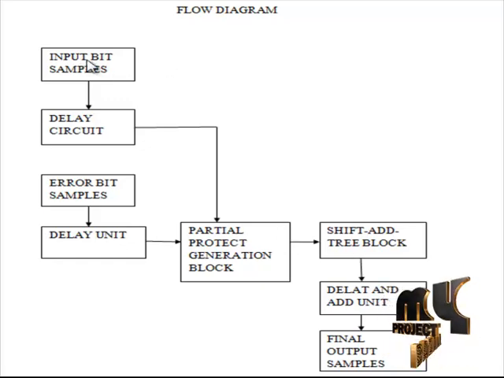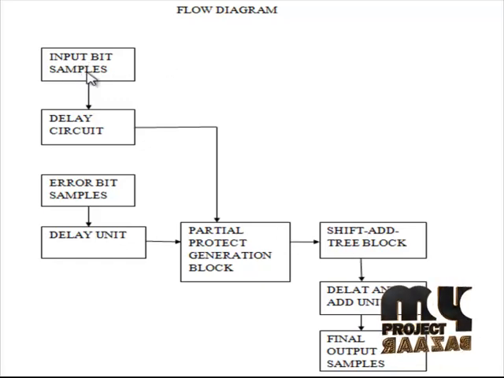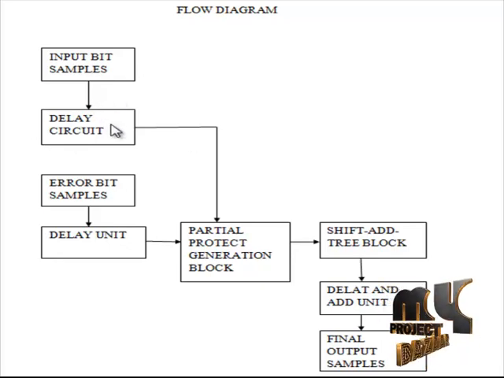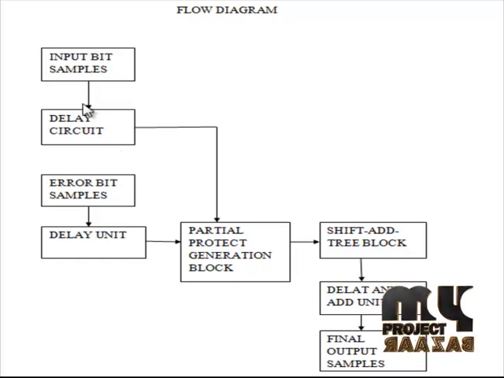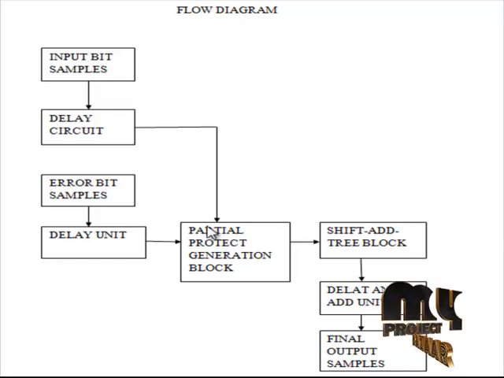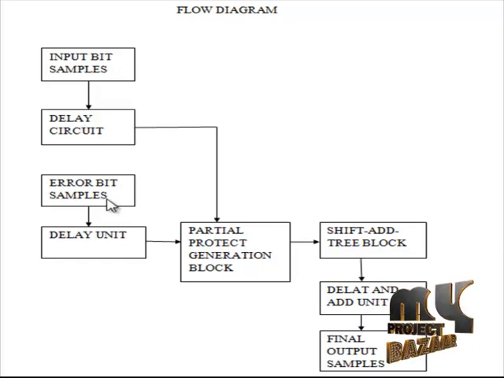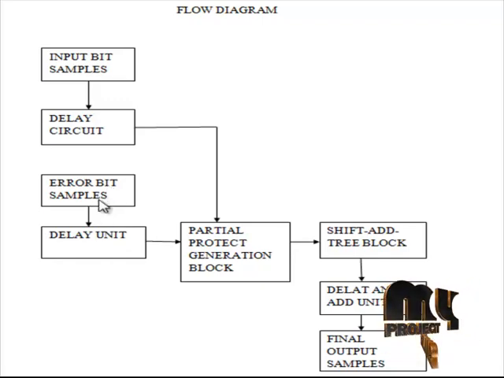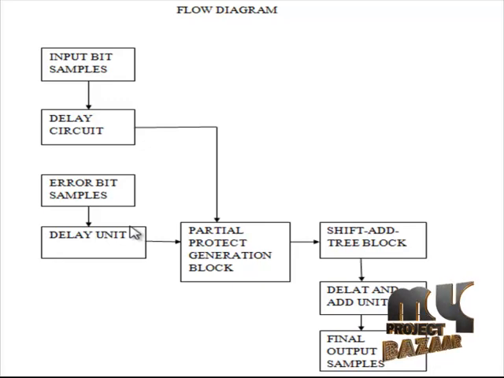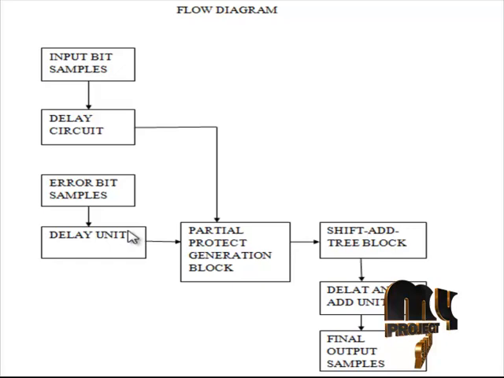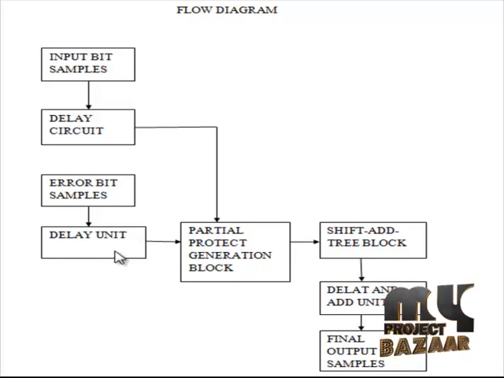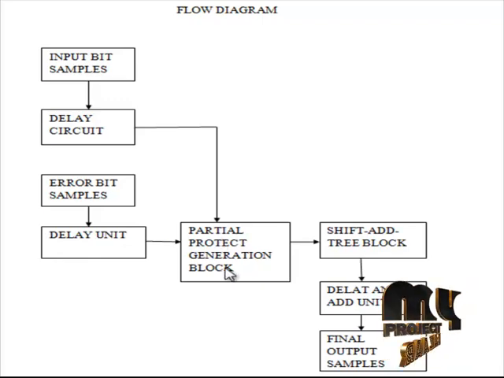First, we will see the input samples to be given to the delay circuit. The delay unit samples the input bit by bit every clock cycle. Then it goes to the partial product generation block. At the same time, the error bit is sampled by the delay circuit. Three types of error are given to the partial product generation. One is a direct input, one more is a shift, and one more is a shift and add, applied to the partial product generation block.